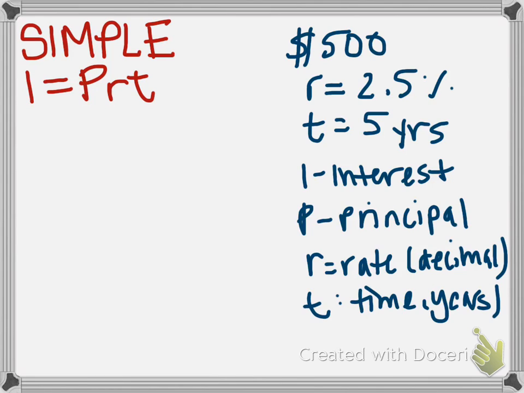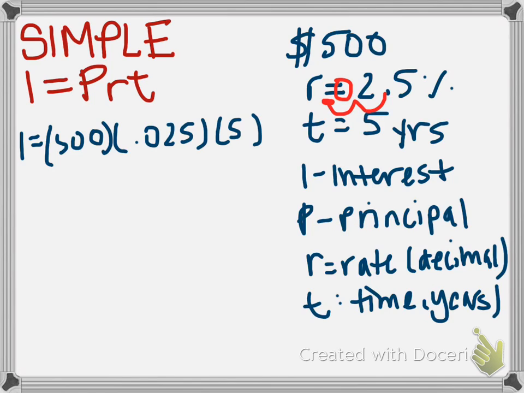Okay, so we're going to plug this all into our formula. So I equals, the principal amount was $500. That's how much I borrowed. The rate, 2.5%. I have to move the decimal 2 places to the left to get it as a decimal instead of percent. So then that's going to be 0.025, and then the time is 5 years. Now I'm using my calculator. Some of you who don't like using the calculator, I would definitely suggest using it for this. And that gives me $62.50.